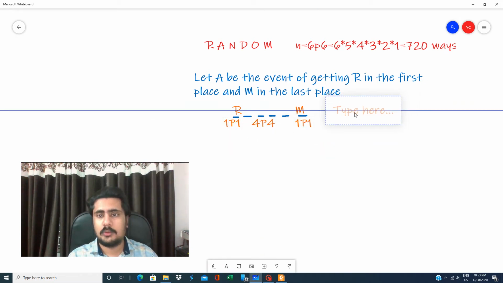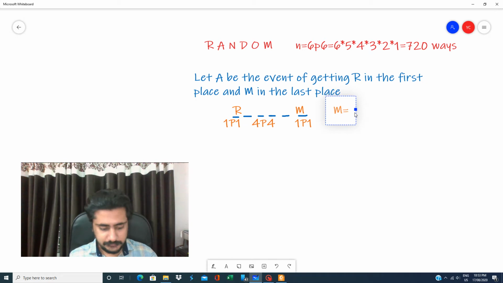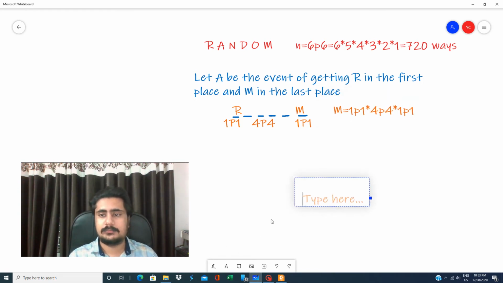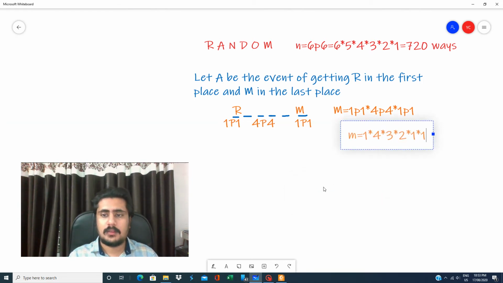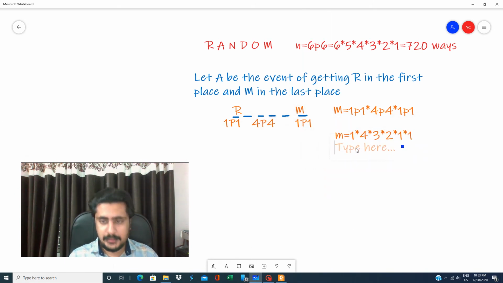So the total possibilities are 1P1 into 4P4 into 1P1. So m is 1 into 4 into 3 into 2 into 1 into 1. If you calculate, your m is 24.